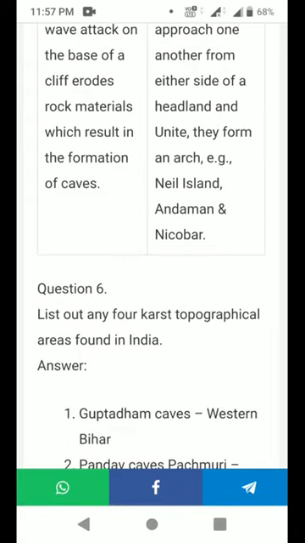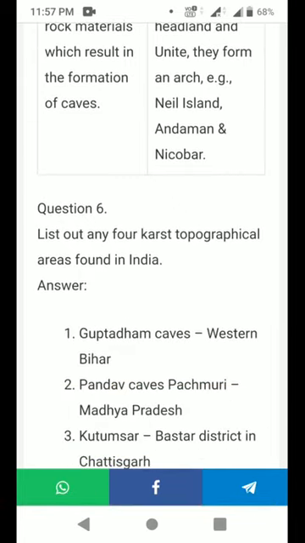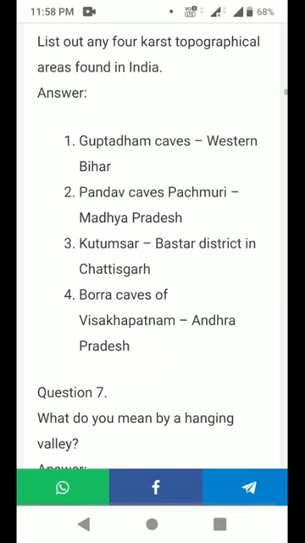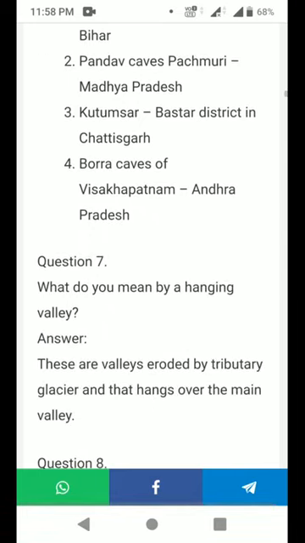Next, sixth question. List out any karst topographical areas found in India. That is, first one, Gupta Dham Caves, it is in western Bihar. Pandava Caves, Pachmarhi, that is in Madhya Pradesh. Kutumsar, that is in Bastar district in Chhattisgarh. Borra Caves of Visakhapatnam, that is in Andhra Pradesh.